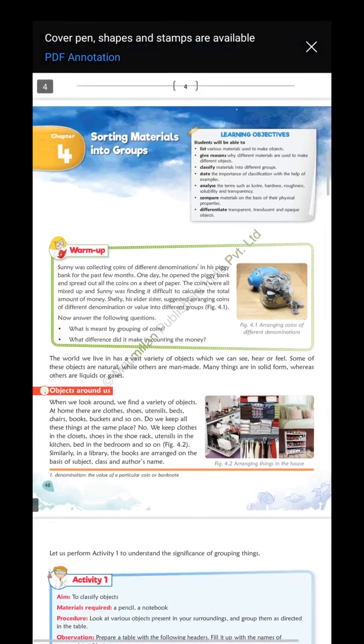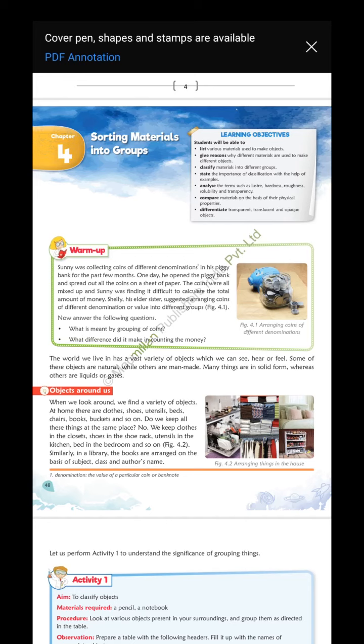Very good morning. Today we are going to discuss sorting materials into groups. In this lesson, what does sorting mean? How can we group, how can we classify, how can we list? Yes, some reasons for the lesson name they have given.